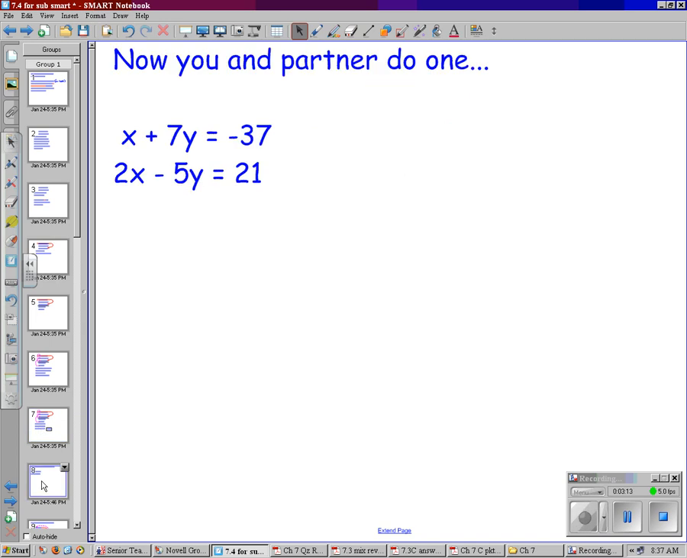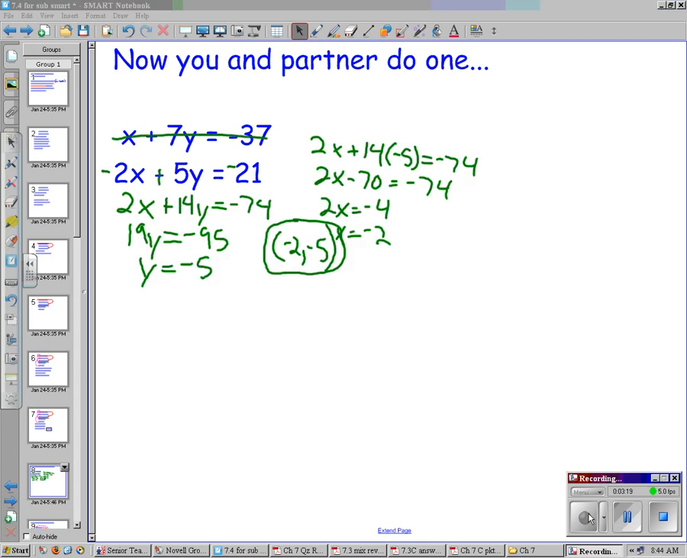All right, now you and your partner get to do one. Would you please work on this problem? Multiply where you need to. Up here on the board, we have people on the whiteboard as well as the smart board. Everybody got (-2, -5) as their xy pair. And as I was looking at work, as they were working along here, things look very good for their linear combination. Any questions so far?